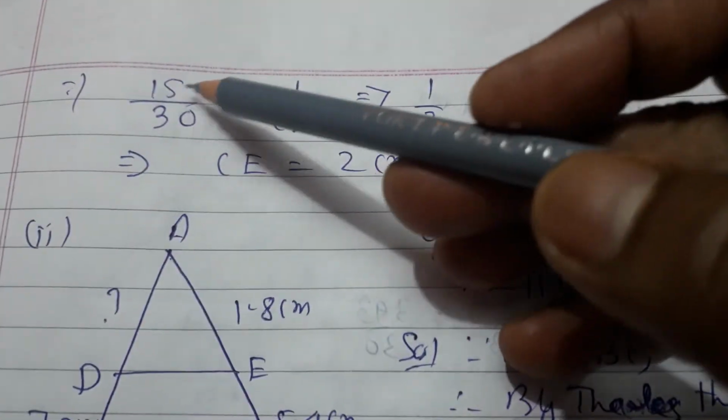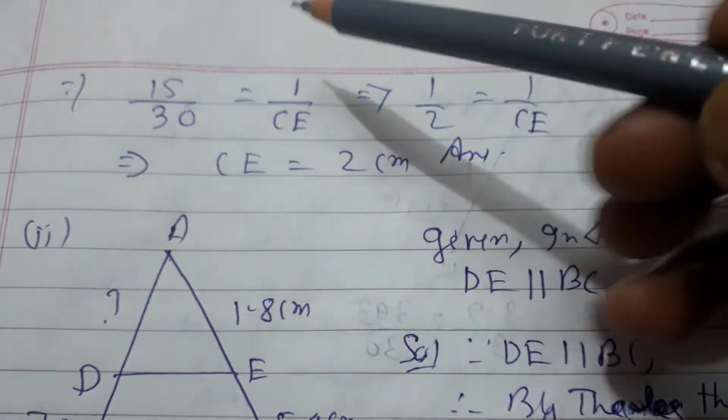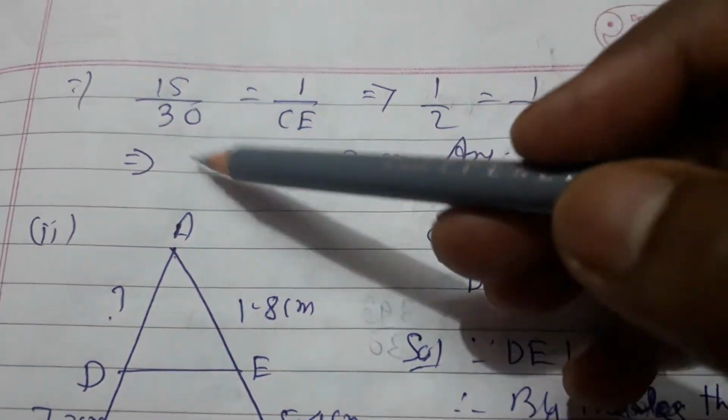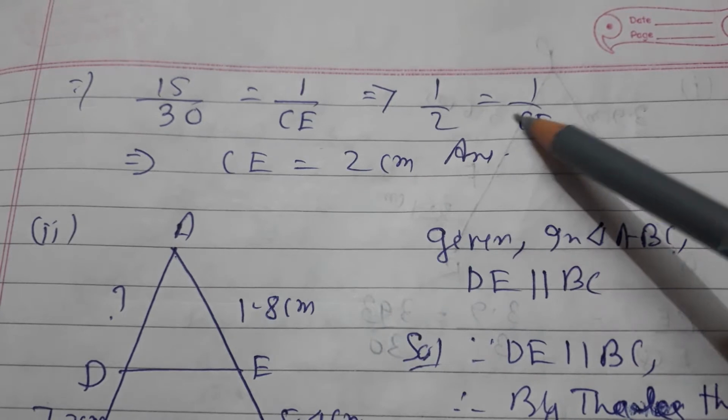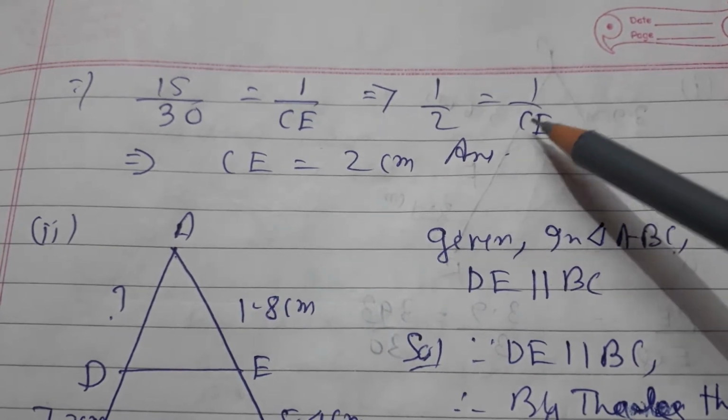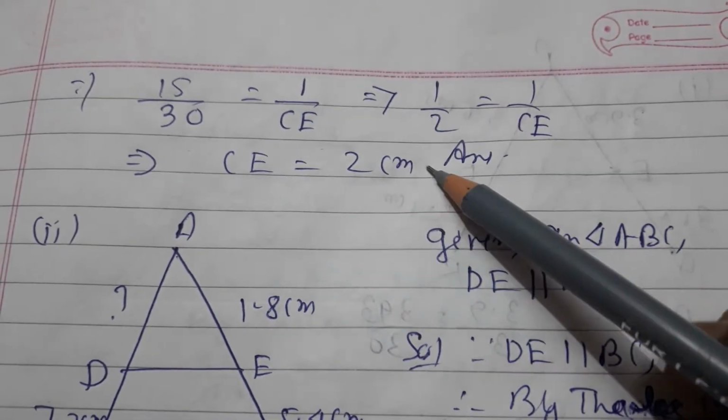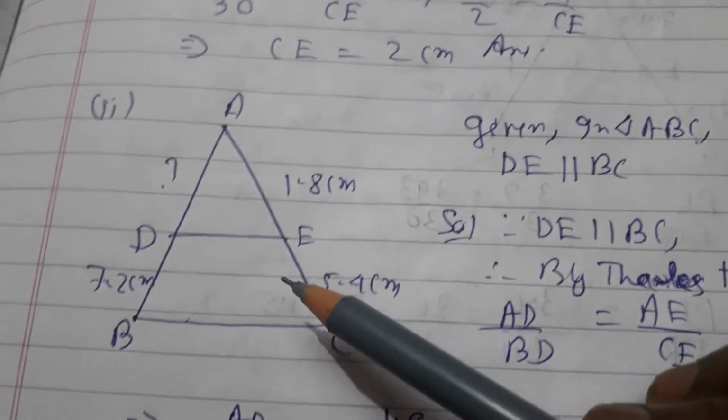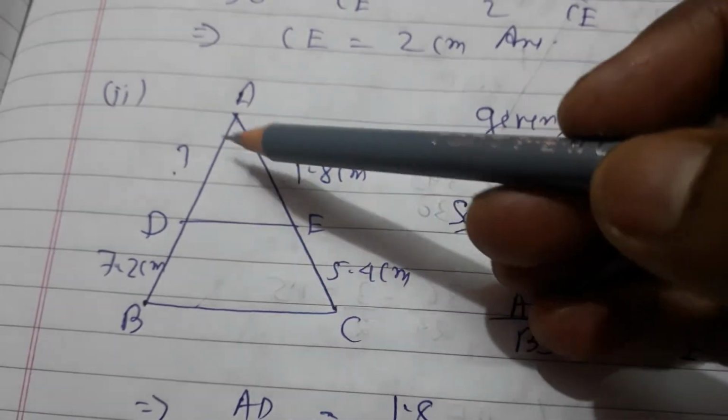Now look here. I remove the point, so 15 by 30 equal to 1 by CE. 15 by 30, that is half, equal to 1 by CE. So CE equal to 2 centimeter. Okay. Now same math. You look here.